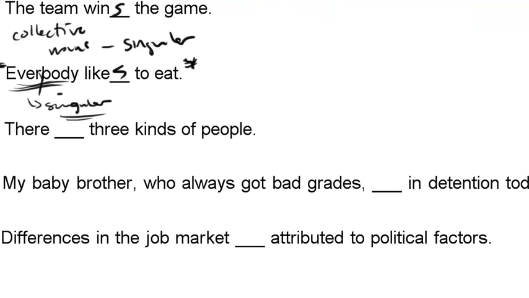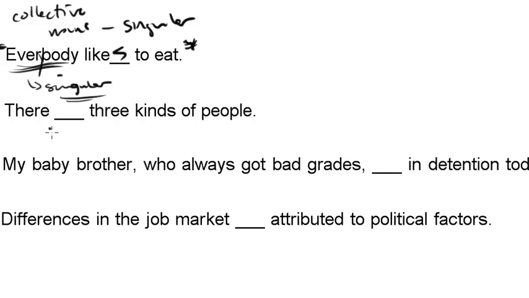Alright, so this is going to be a to be verb here. There blank 3 kinds of people. Now it's going to be there is 3 kinds of people or there are. And the trick with this is you look for the subject. What is the subject? The subject is never going to be there. The subject is 3 kinds. This is plural, so that means our verb must be plural, so it's there are. There are 3 kinds of people. So even if the noun comes after the verb, it's still going to be conjugated as if it were before, right? So there are 3 kinds of people.